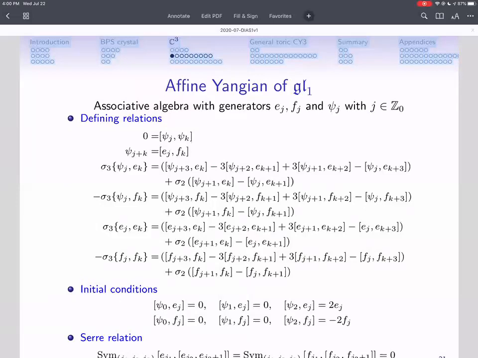So it is an associative algebra with 3 families of generators here. This psi here is a Cartan, E is a raising operator, and F is the lowering operator. And it has these complicated looking defining relations. It has 2 parameters, sigma 3 and sigma 2. And also we need some initial conditions and set relations.